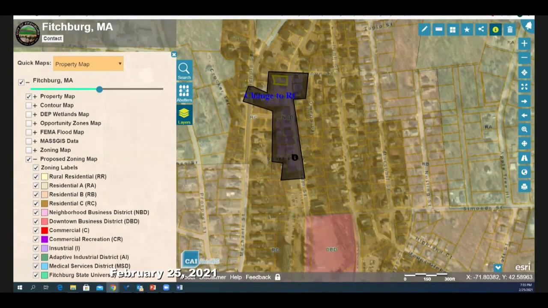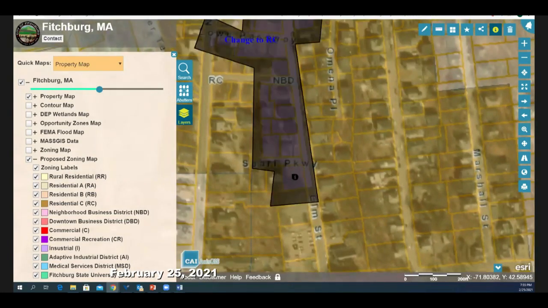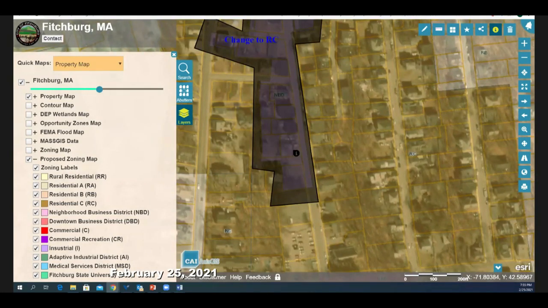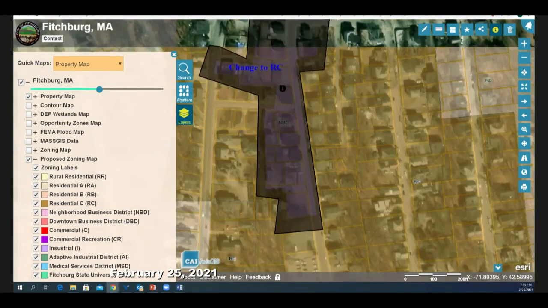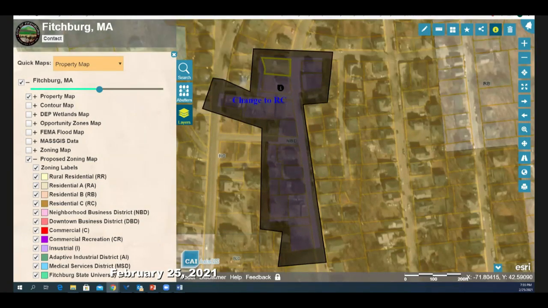Maybe the extent is too high or too far north, but encompassing, maybe if you just took out those 4 parcels at the top. 1, 2, 3, 4.